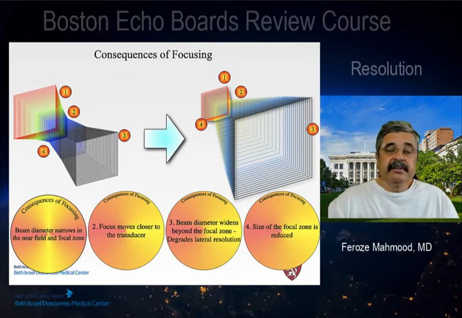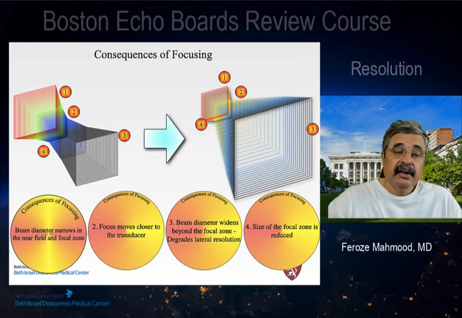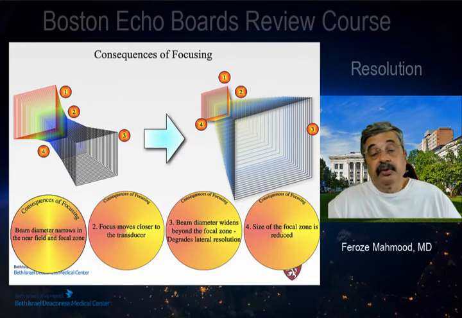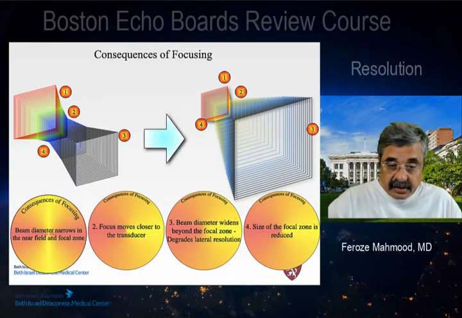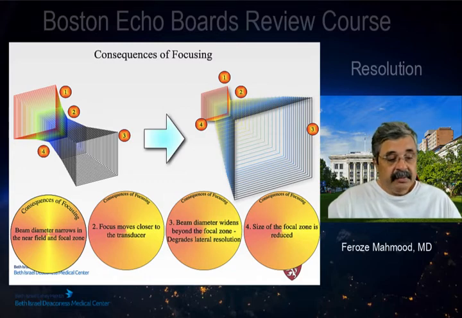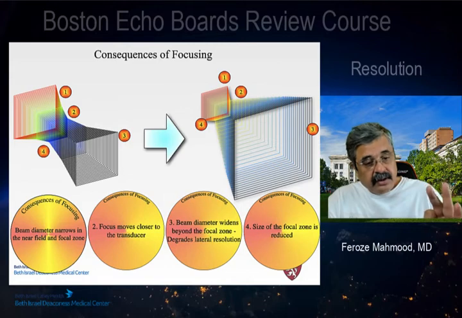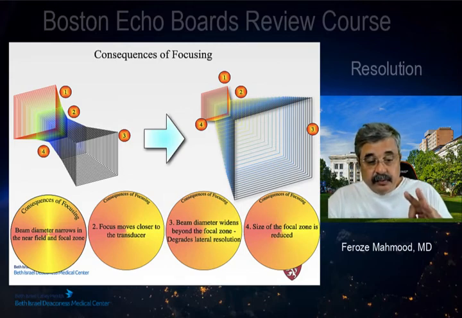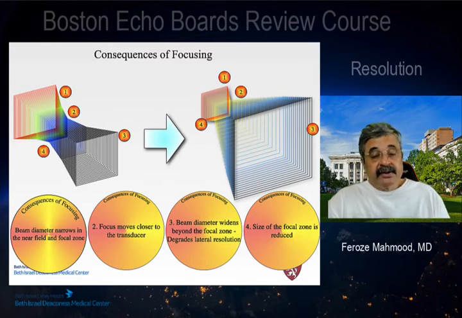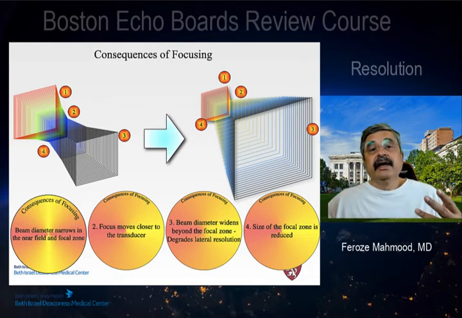However, focusing does not universally improve the quality of the image. There are certain consequences. Number one, beam diameter narrows in the near field and the focal zone, which means it narrows pretty close, and the focus moves closer to the transducer when you narrow it. However, the beam widens even more beyond the focal zone if you move it too close to the ultrasound transducer, and therefore there is significant deterioration of lateral resolution in the far zone.